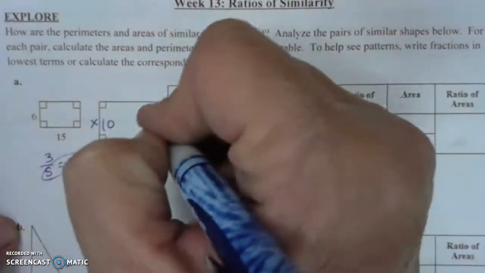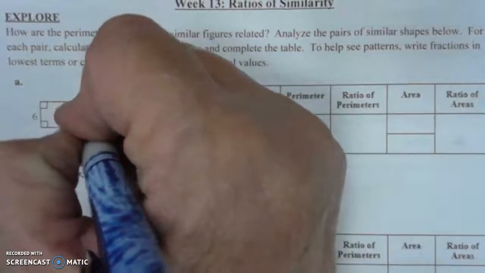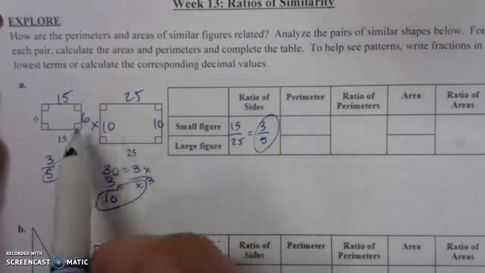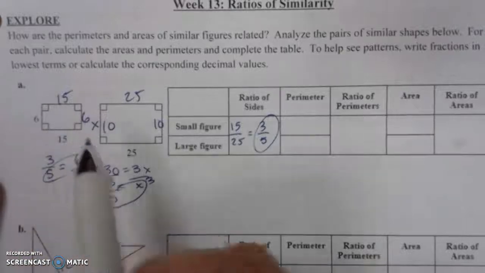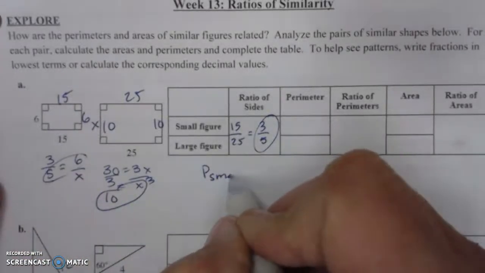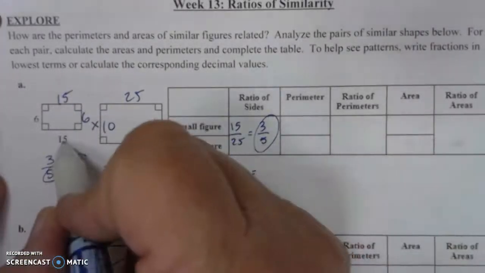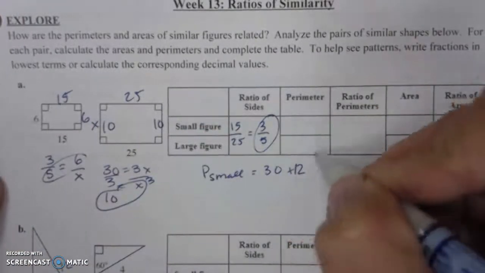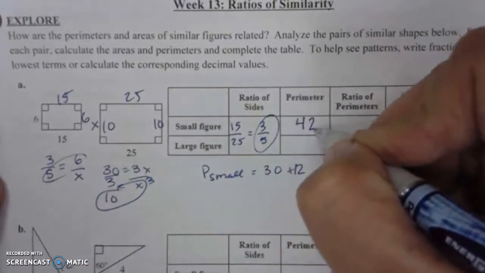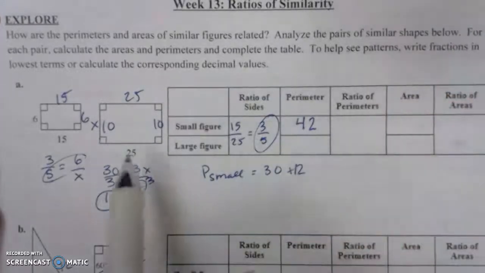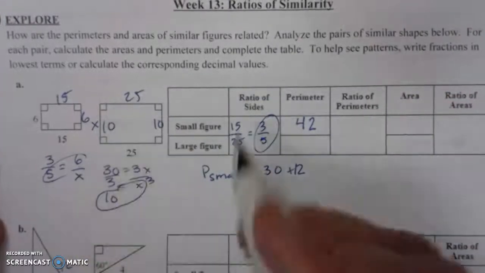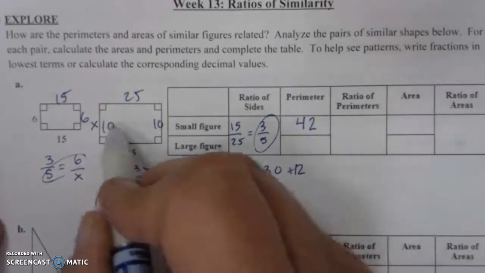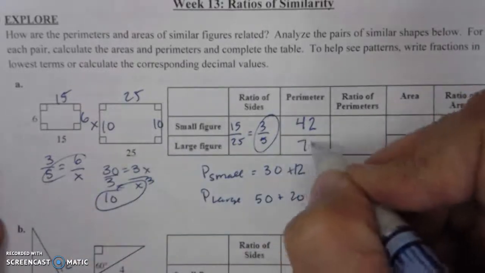So we know that this is 10, this is 10, this is 25, this is 6, this is 15. So to find the perimeter of the small shape, I'm going to add everything up. So perimeter of the small is 15 and 15 is 30, 6 and 6 is 12. So I add those two together and I get 42. And for the large figure, perimeter of the large, I'm going to add 25 and 25, I get 50. 10 and 10, I get 20, so I get 70.